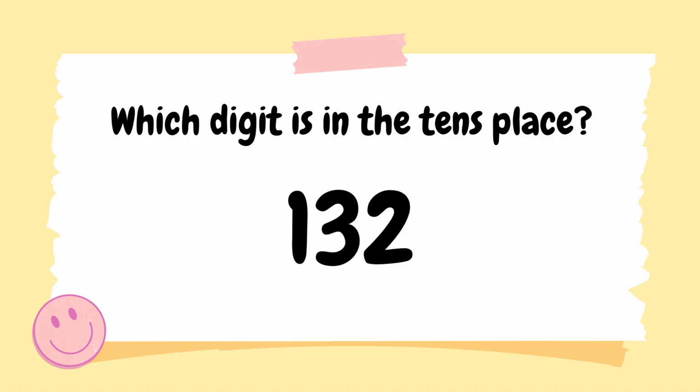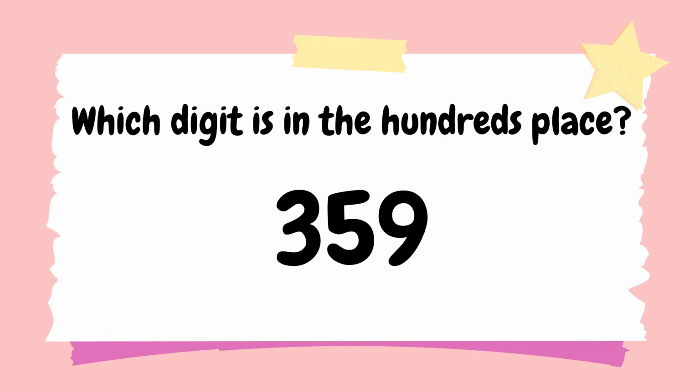Which digit is in the tens place? The number is 132. At the tens place there is a 3. Which digit is in the hundreds place? The number is 359. The answer is, at the hundreds place there is a 3.